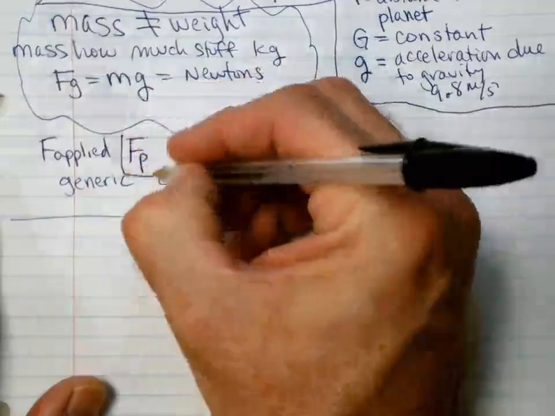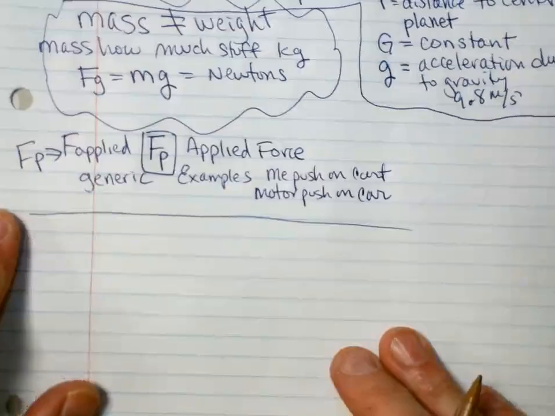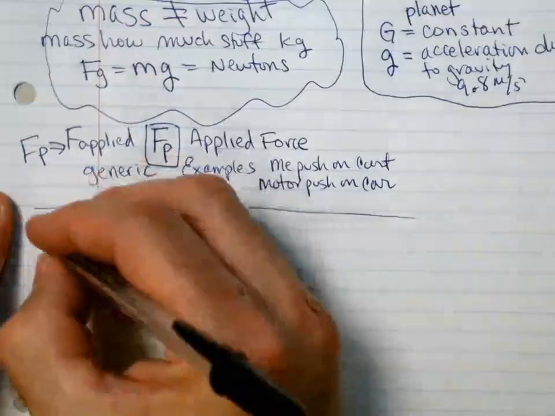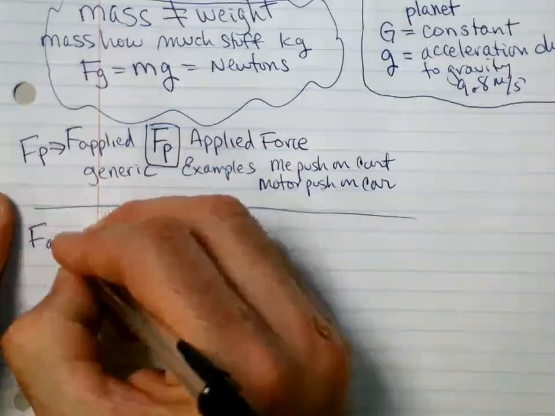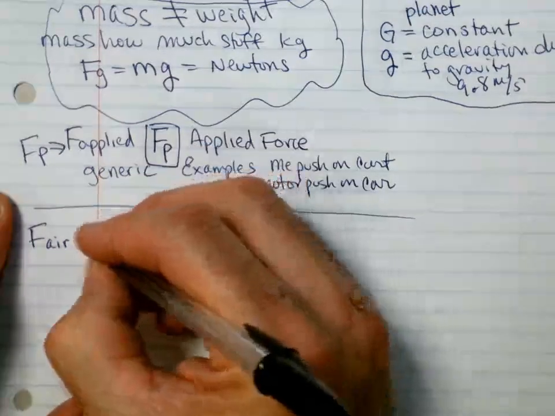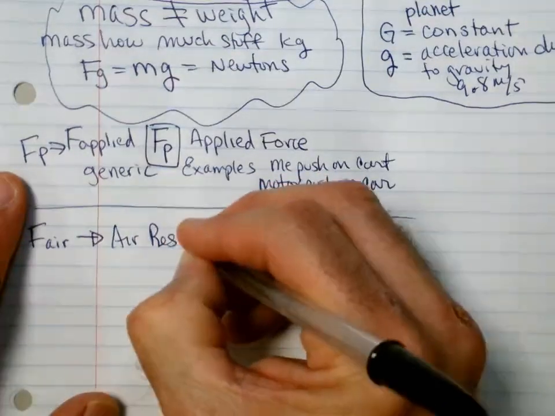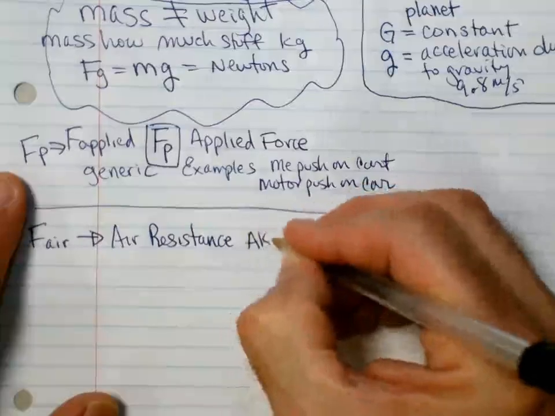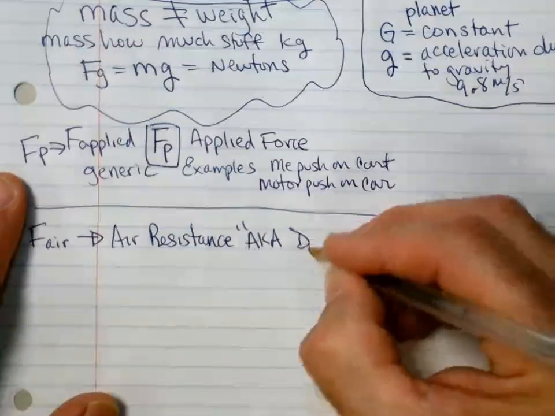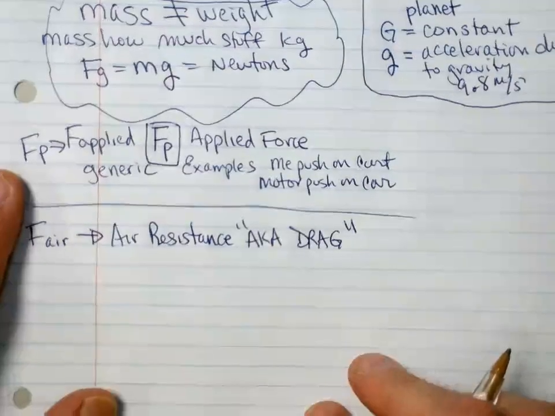So I meant to write this out here because I was meaning to write these in the margins. Force applied. Another force is air resistance. So it's big F with the word air as a little subscript. Makes it look like the word fair. Air resistance, which has another name, also known as drag.